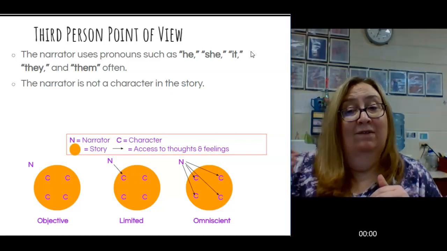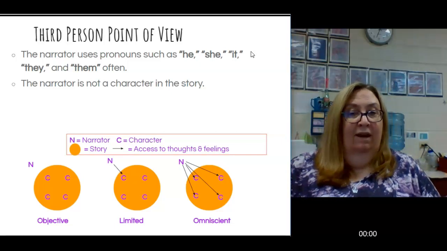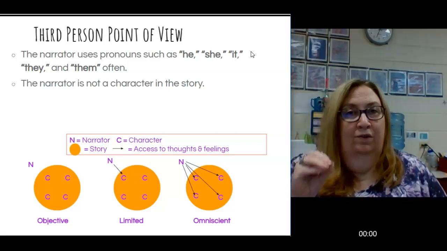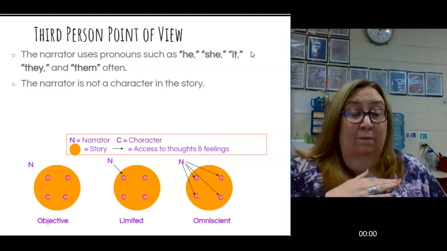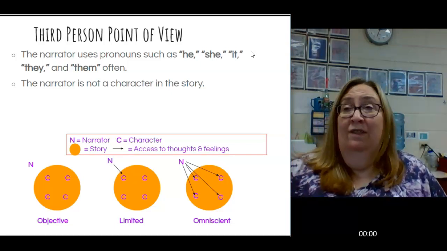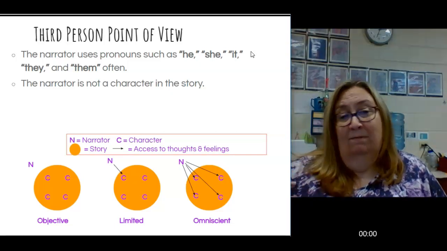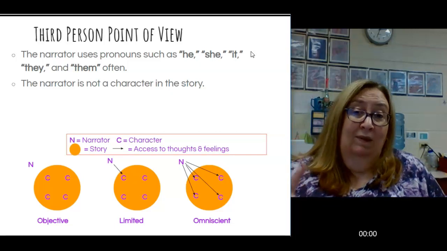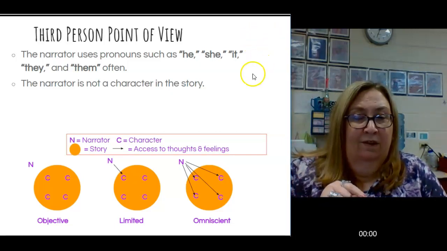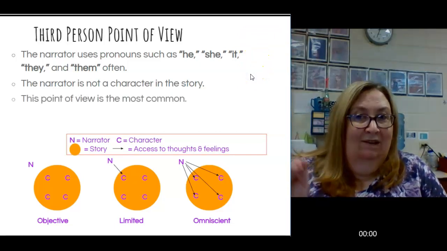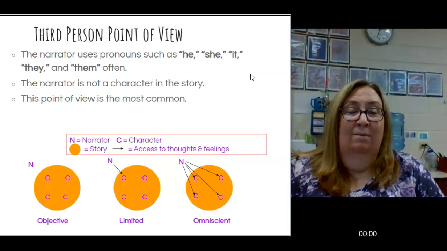And the narrator is outside the story, either as an objective narrator, completely outside the story, who knows nothing personal or anything specific about any of the characters, or they're completely omniscient and they know everything that all the characters are thinking and feeling, or maybe they have a limited omniscience and they know what one character is thinking or feeling. Either way, in third person point of view, the narrator is outside of the story. This is the most common way to tell the story.